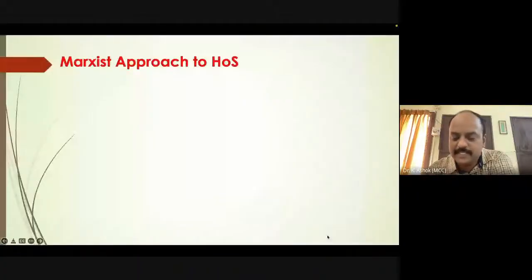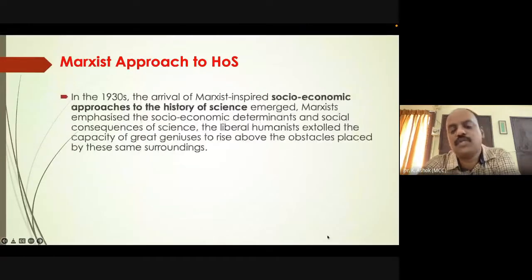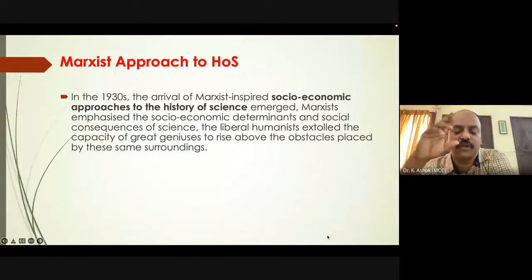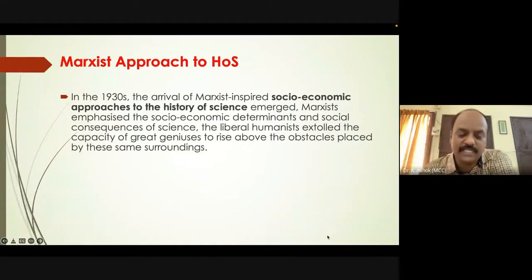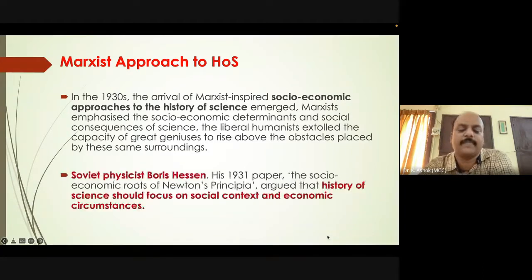By the late 30s, there came up another approach called the Marxist approach to the history of science. This approach said that inventions in science are not just abstract; it is basically the socio-economic factors which determine the invention. So we call it the socio-economic approach to the history of science, or the Marxist approach.